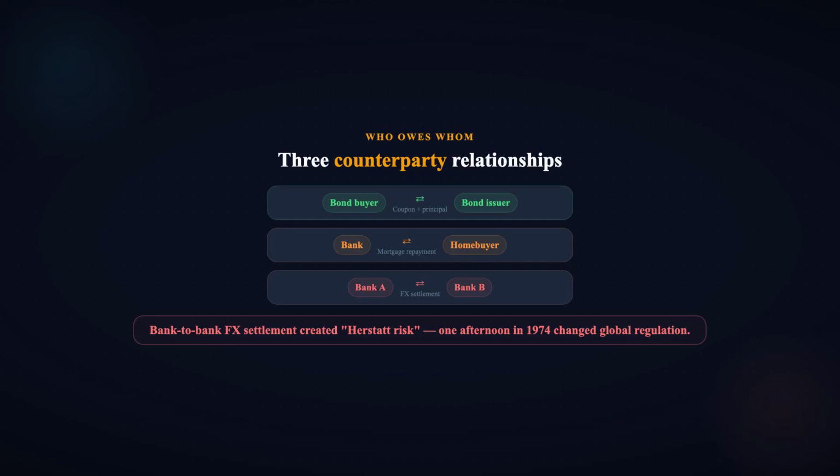The point for now is that credit risk is not just about deposits and loans. It is about every contractual relationship in finance. Wherever there is a promise to pay, there is a counterparty. And wherever there is a counterparty, there is credit risk.